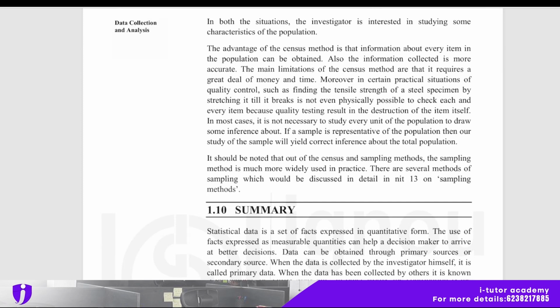The advantage of the census method is that information about every item in the population can be obtained. Also, the information collected is more accurate. The main limitations of the census method are that it requires a great deal of money and time. Moreover, in certain practical situations of quality control, such as finding the tensile strength of a steel specimen by stretching it till it breaks, it is not even physically possible to check each and every item, because quality testing results in the destruction of the item itself.